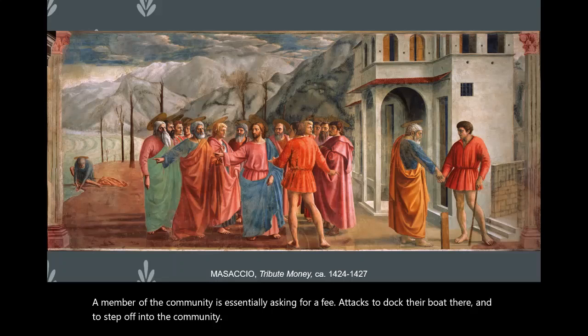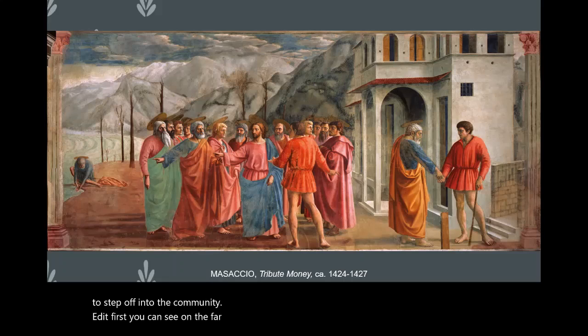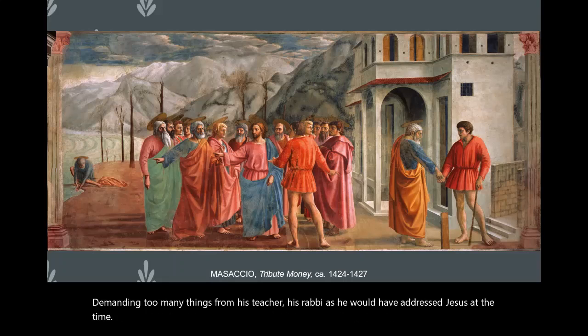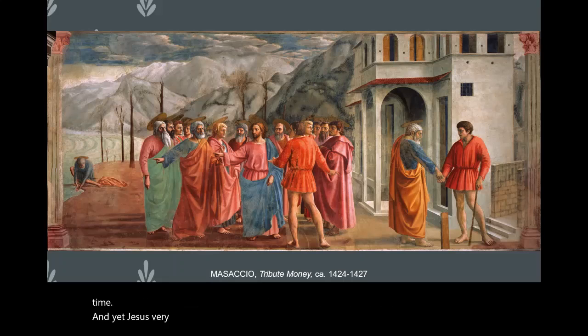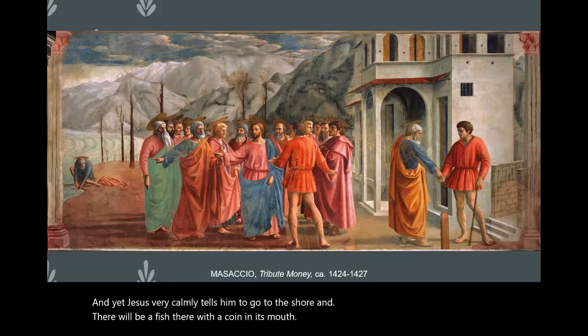And at first, you can see on the far left, St. Peter might look a little agitated to you, and he's the one that is often very loud about people demanding too many things from his teacher, his rabbi, as he would have addressed Jesus at the time. And yet, Jesus very calmly tells him to go to the shore, and there will be a fish there with a coin in its mouth. It's one of Jesus's miracles that he performs throughout the 4 Gospels of the New Testament.